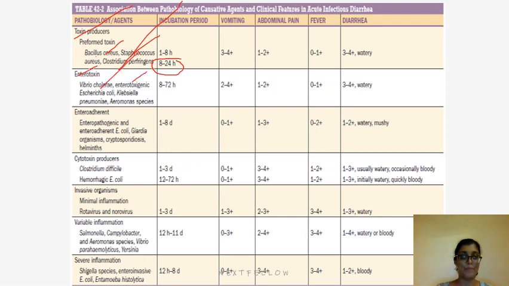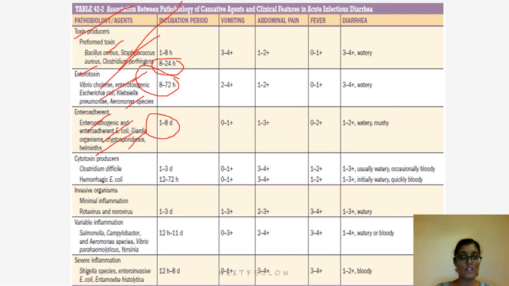enterotoxigenic E. coli, Klebsiella pneumoniae, and Aeromonas species. The incubation period is 8 to 72 hours. Now, for Giardia, Cryptosporidiosis, and other helminthic organisms, the incubation period is 1 to 8 days.